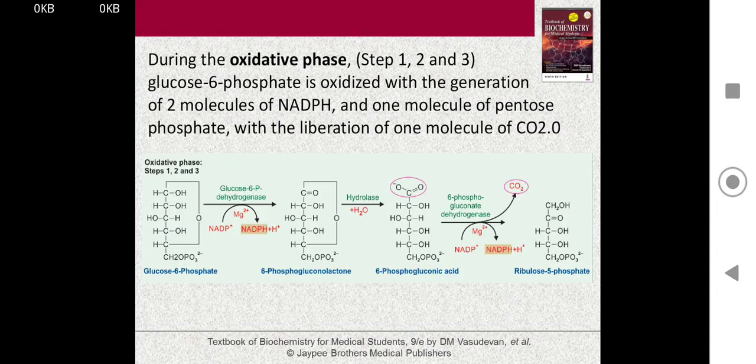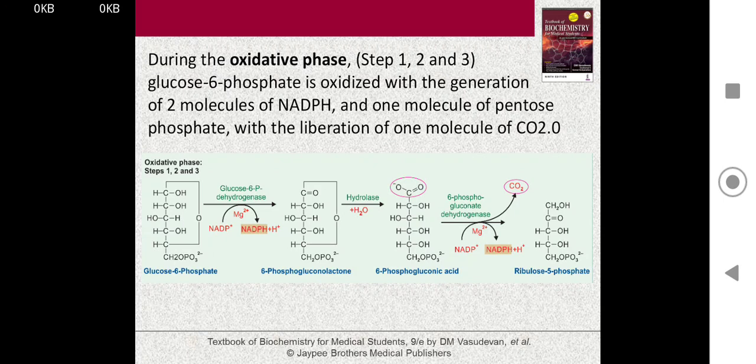Now the HMP shunt pathway, the oxidative phase, that is step 1, step 2 and step 3. Glucose 6-phosphate is generated from glucose by hexokinase or glucokinase depending on the site. During the oxidative phase, glucose 6-phosphate is oxidized with the generation of 2 molecules of NADPH and 1 molecule of pentose phosphate, with the liberation of 1 molecule of carbon dioxide.